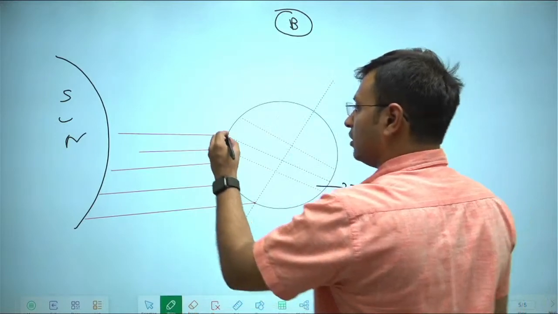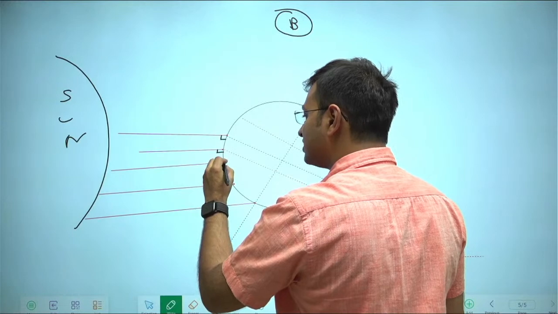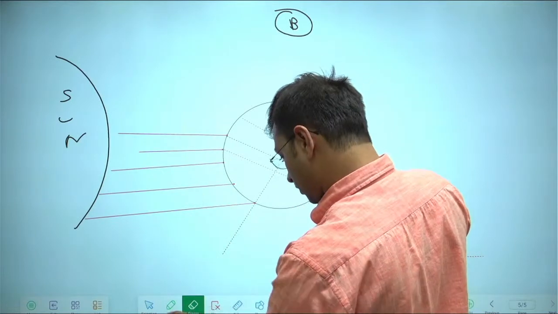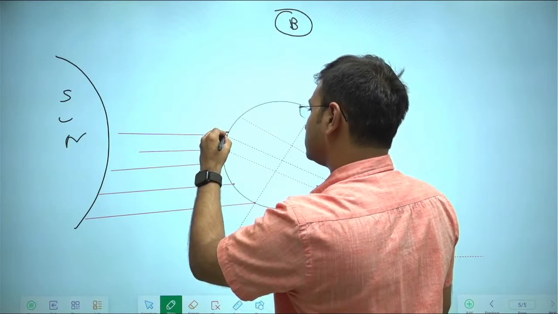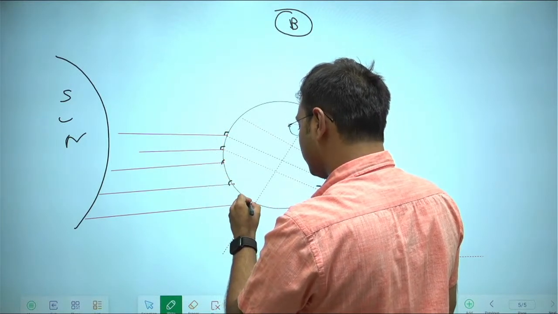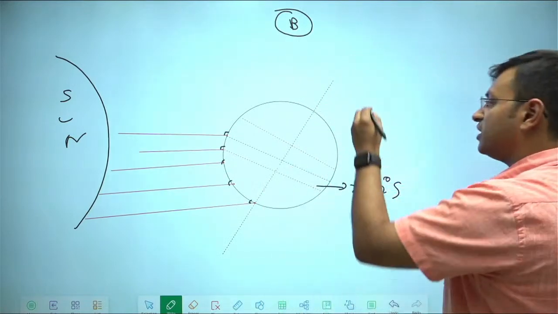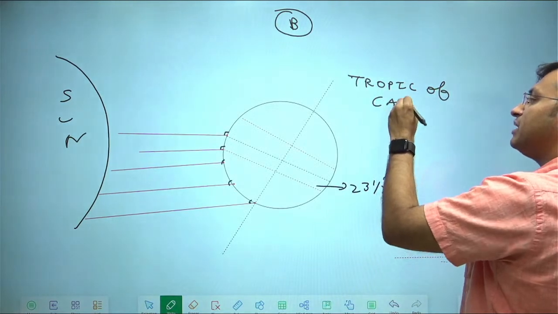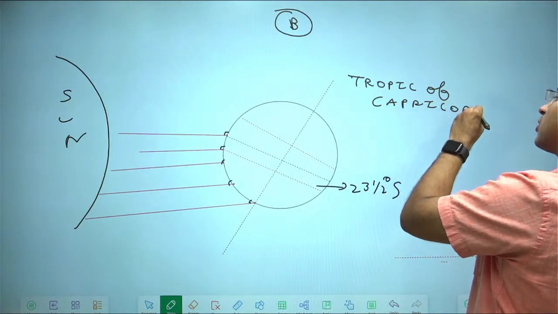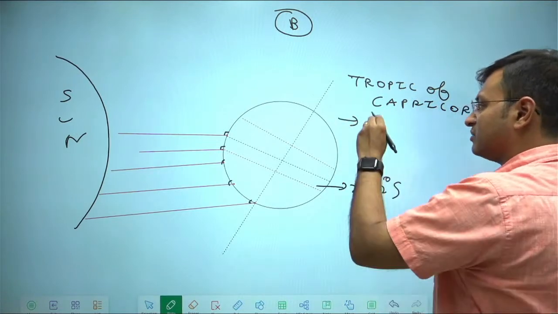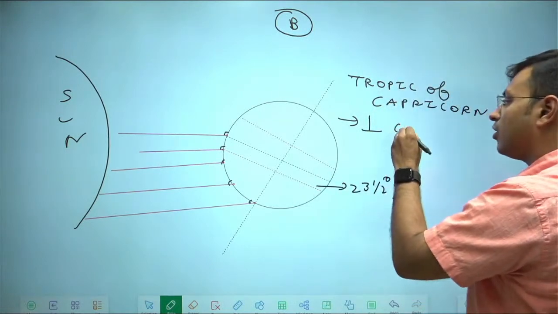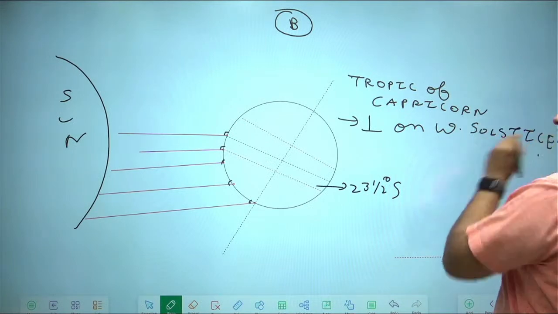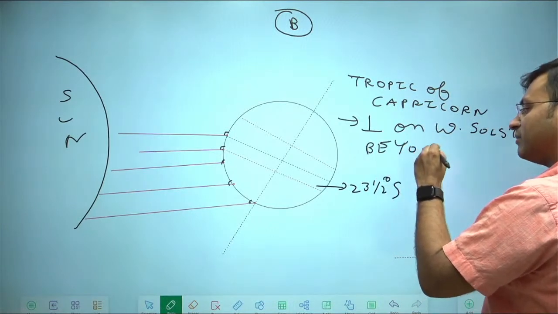See, this is perpendicular, this is perpendicular. Beyond this, the angle, my bad. This is perpendicular. This angle is now becoming slant per se. So what will the Tropic of Capricorn denote? The Tropic of Capricorn will denote that latitude in the southern hemisphere where the sun's rays will fall perpendicularly on winter solstice. And beyond this, the sun's rays will start becoming slant.